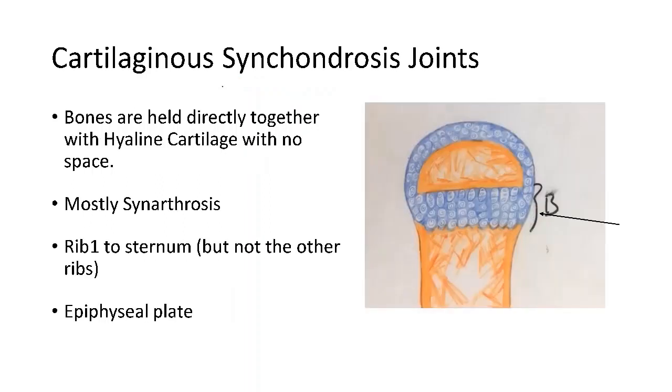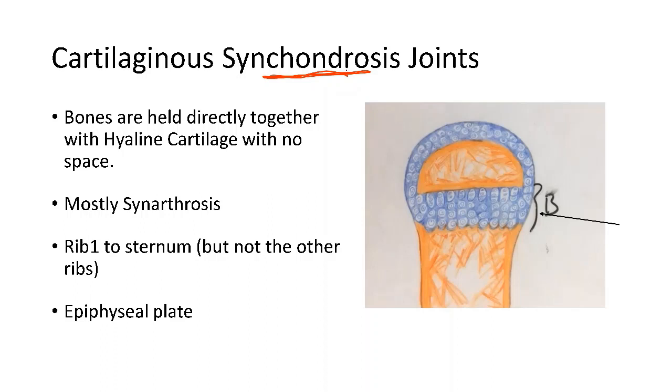Cartilaginous synchondrosis, there's that chondro word again. You know it means cartilage. A synchondrosis joint, the bones are held directly together with no spaces by hyaline cartilage. Mostly they are synarthrosis. The exception is rib 1. Rib 1 to the sternum is an amphiarthrosis. The other ribs are not cartilaginous joints. Ribs 2 through 10 are synovial joints, but rib 1 is a cartilaginous joint, synchondrosis.